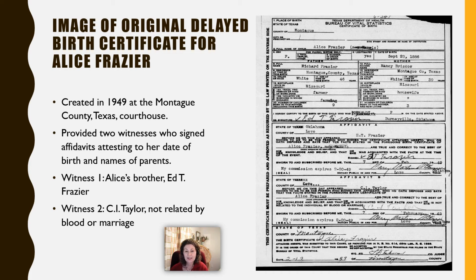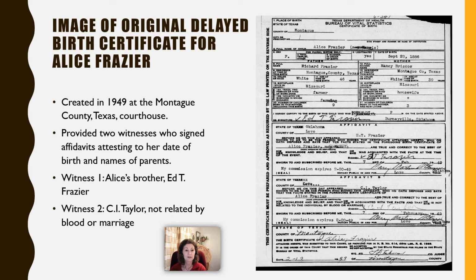Oftentimes you'll find that your ancestors had to go into the county courthouse of the county of their birth and get a delayed birth certificate because they wanted to apply for Social Security in the 1930s, 1940s, 1950s, or they had never had a birth certificate and needed it for a driver's license. So many reasons that they would need a birth certificate. And so you'll see these delayed birth certificates. So it was created in 1949. Alice was actually born in 1886, so this was created many years after her birth.